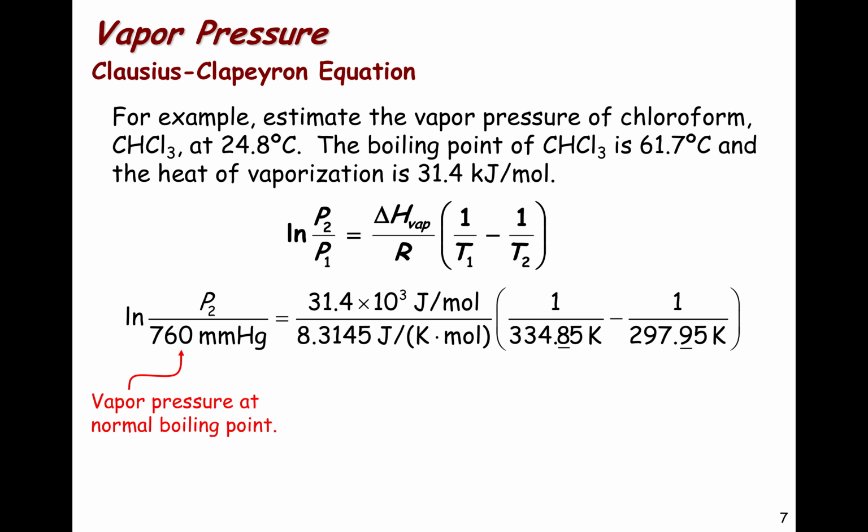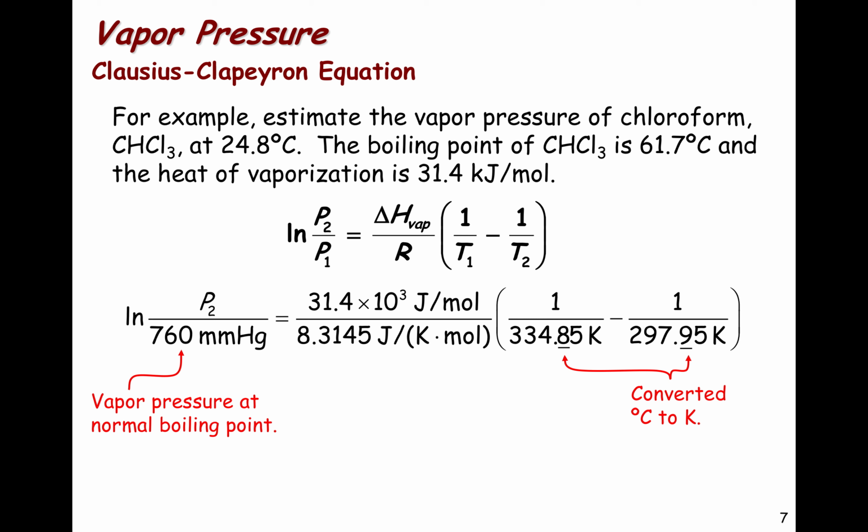In the case of P1, since we've been given the boiling point under normal conditions, which would be 1 atmosphere, that's equivalent to 760 millimeters of mercury, and we have to make sure that we convert our temperatures into Kelvin by adding 273. T1 has to be the temperature that is the boiling point, so 334.85 Kelvin is T1. T2 is the temperature of 24.8 degrees Celsius plus the 273.